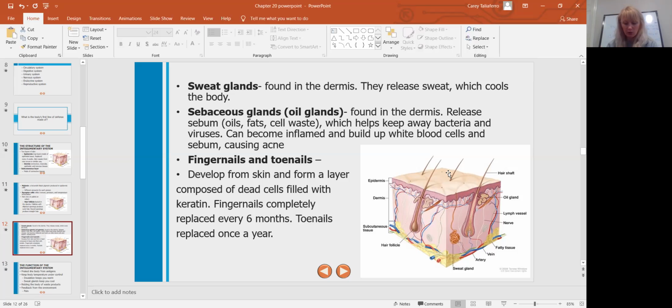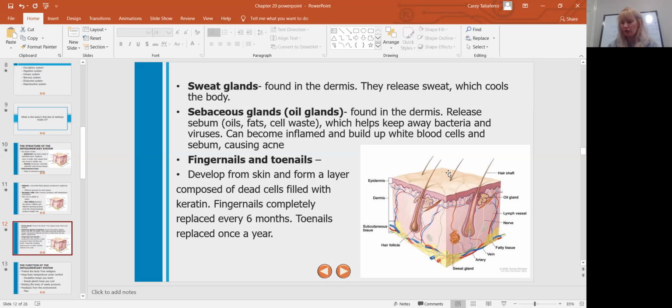And then also within this integumentary layer, you have fingernails and toenails. Fingernails do a great job of protecting, and your toenails too, that sensitive layer of skin underneath. They have an important function of protection. They're made up of dead cells filled with a protein called keratin, and that forms a protective layer protecting those nail beds.